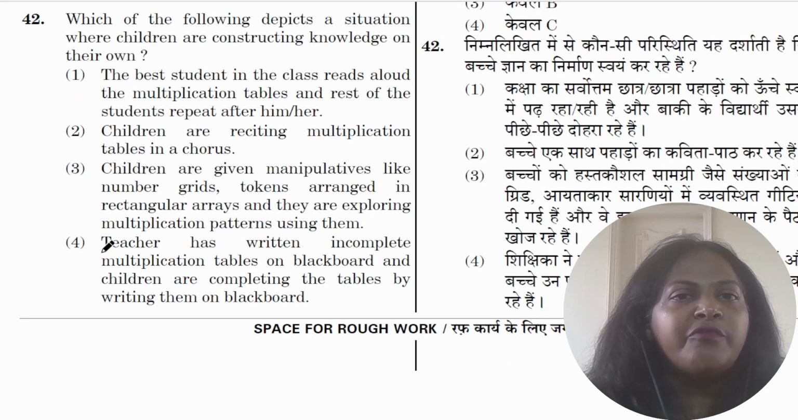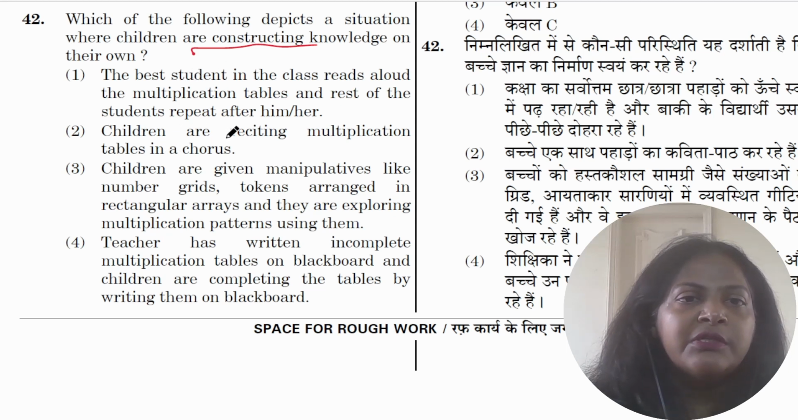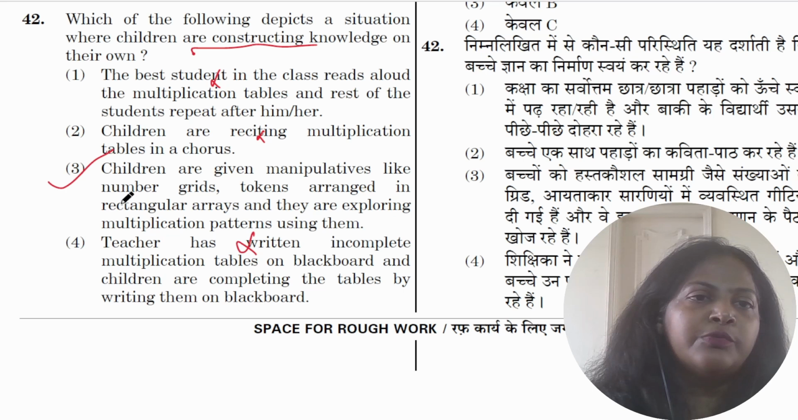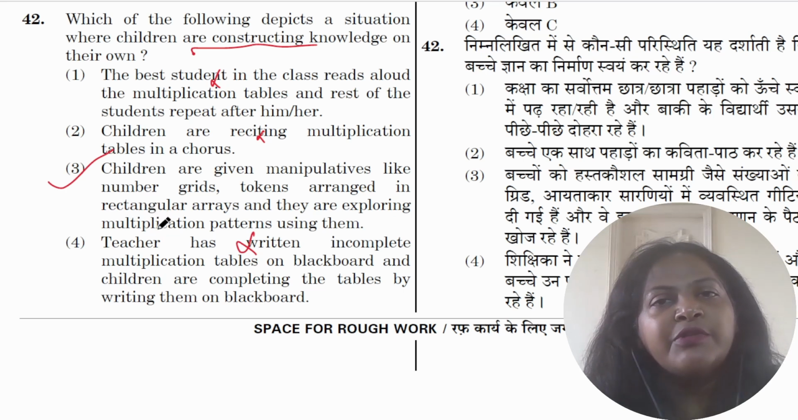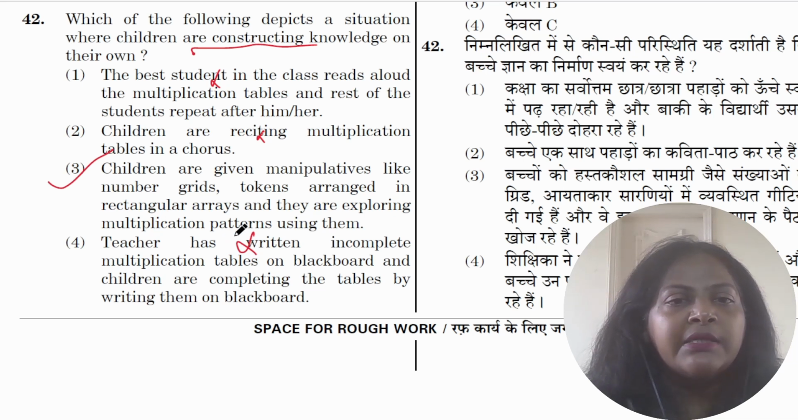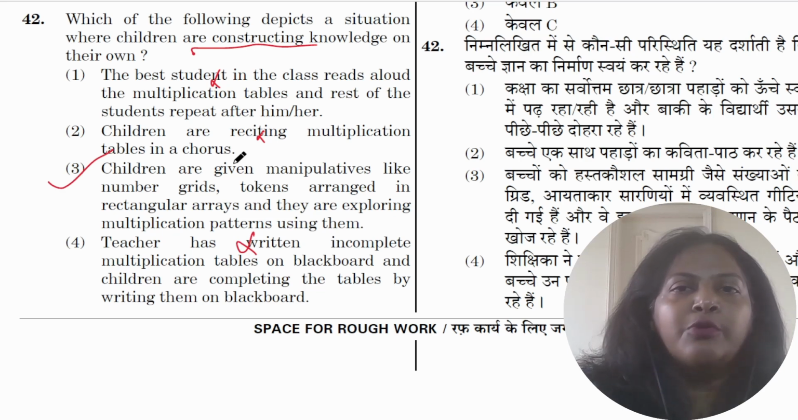Question 42, which of the following depicts a situation where children are constructing knowledge on their own? The best student in the class reads aloud? No. Children are reciting multiplication tables? No. Children are given manipulatives like number grids and they are exploring patterns on their own. This should be the correct answer. Teacher has written? No. So option number 3, where the children are working with manipulatives on their own, they are themselves exploring and coming to some kind of conclusion, that would be constructing knowledge on their own.